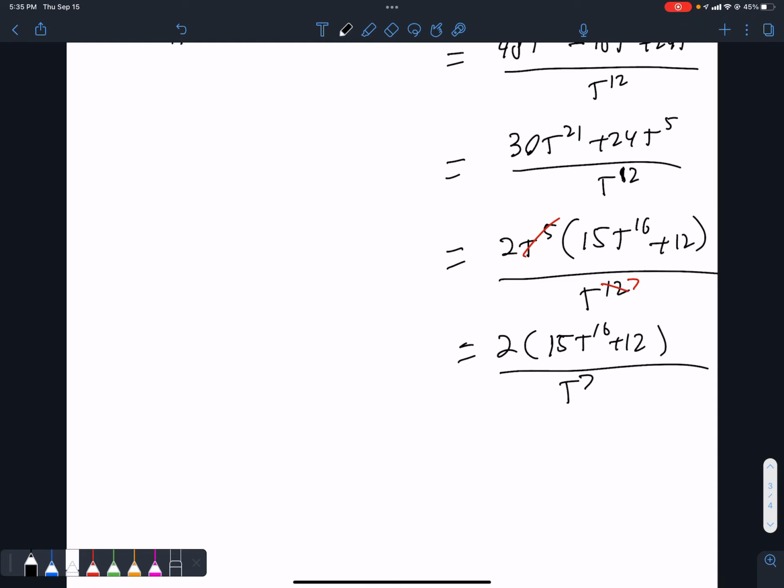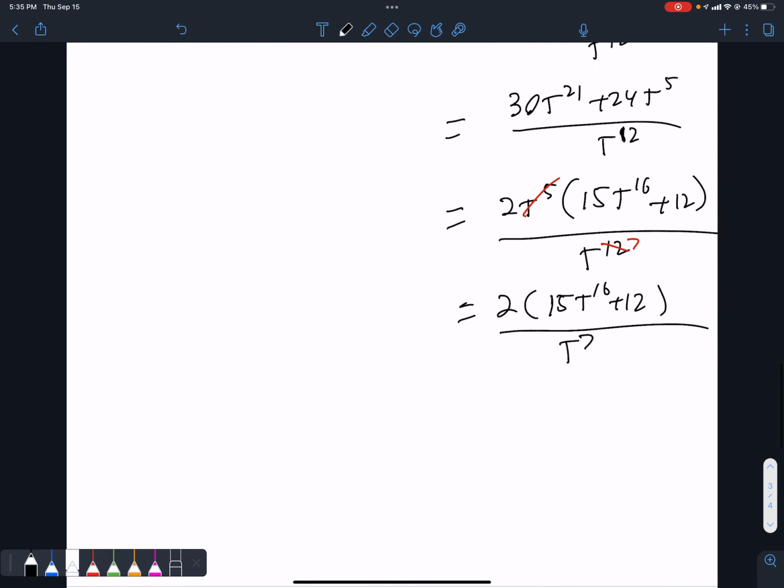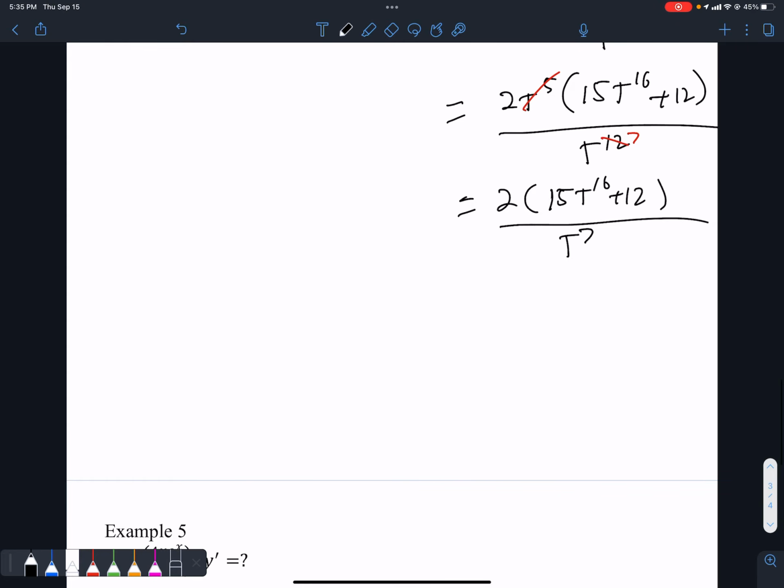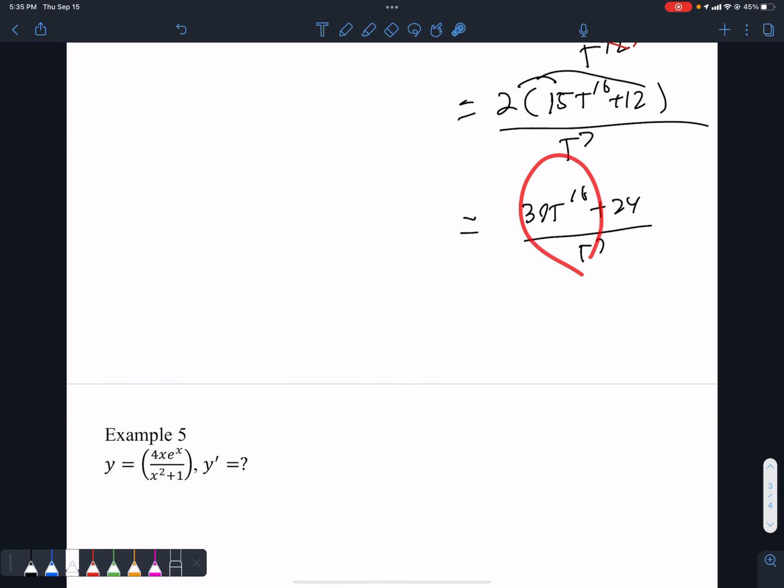Let me check that answer. Okay, they simplified it. I'm going to make sure I have this right. That's 30t to the 9th. Perfect. 24t to the negative 7. Okay, so the book did this, distributed that, got 30t to the 16th plus 24 over t to the 7th. Then we divide these individually, and that's their answer.